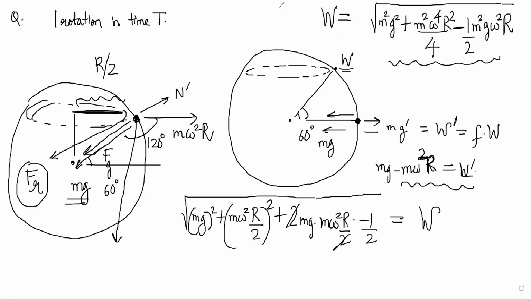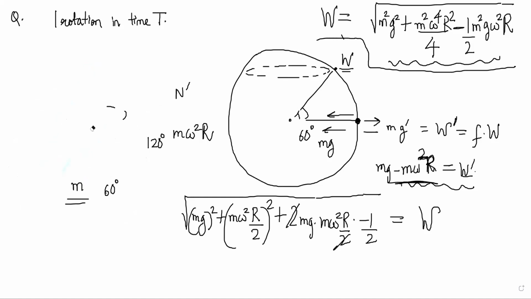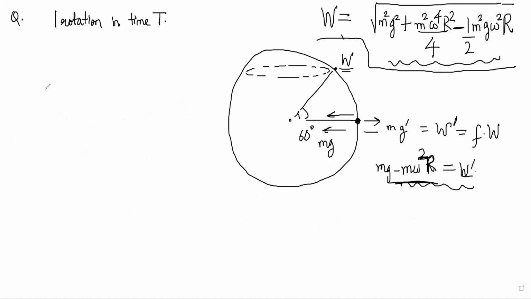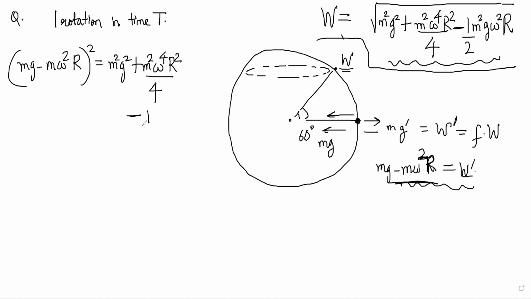This was my W at 60 degree. This is my W dash here. It is F times W, right? So we'll simplify that by squaring, and we will see that we get mg minus m omega square r whole square is equal to this thing, m square g square plus m square omega power 4 r square by 4 minus half m square g omega square r.